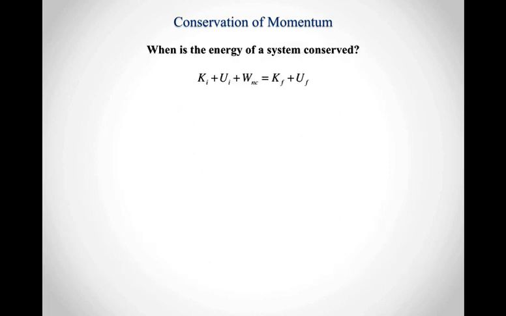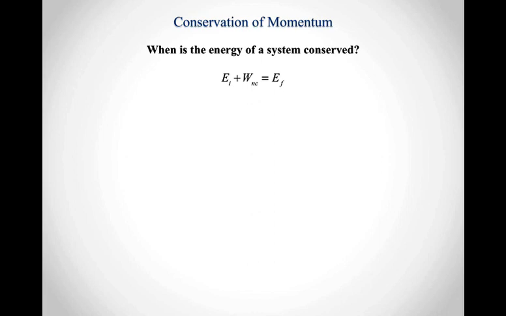So again, to set up conservation of momentum, let's talk about the other conservation law that we've been working with for a while now, conservation of energy. So when is it that energy was conserved for a system? Well, if we think about our energy balance equation, our initial kinetic energy plus the initial potential energy plus the work done by non-conservative forces equals the final kinetic energy plus the final potential energy. Well, kinetic plus potential is just another way of saying the mechanical energy of our system.